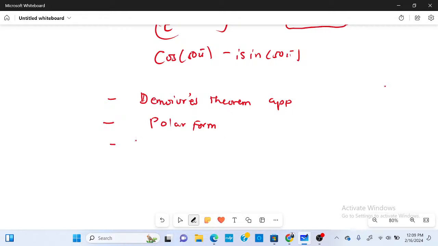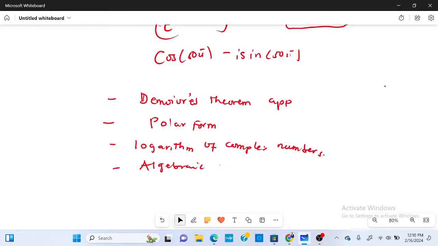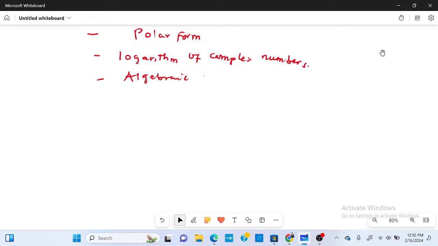We have also done logarithm of complex numbers. Right, then we have also done the algebraic computations, so that is multiplications and all that for complex numbers, as well as the nth root, which are all falling under the De Moivre's theorem. So apparently we've touched on almost everything under complex numbers.